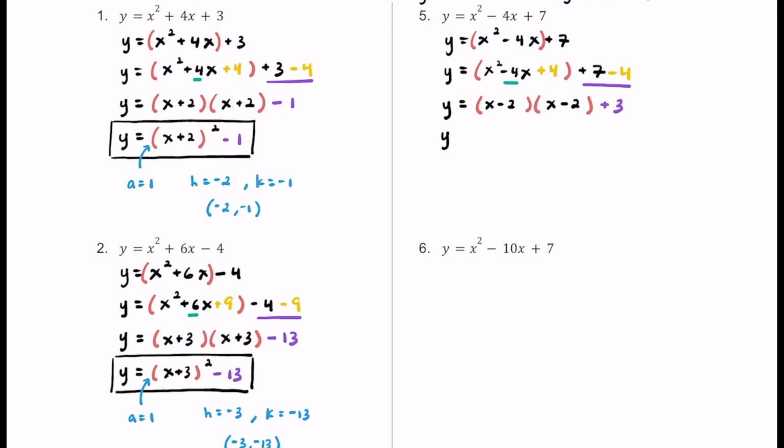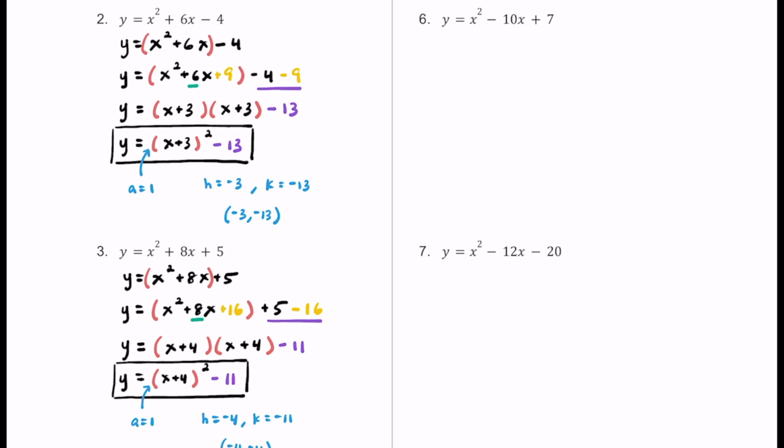Condensing this, let's write y is equal to the quantity of x minus 2 squared, and then write plus 3 on the outside here. All right, there should be our vertex form for this quadratic equation. From this, we know that there's no vertical stretch or compression. We also know the vertex is going to be at 2, 3, and the axis of symmetry is at x equals 2.